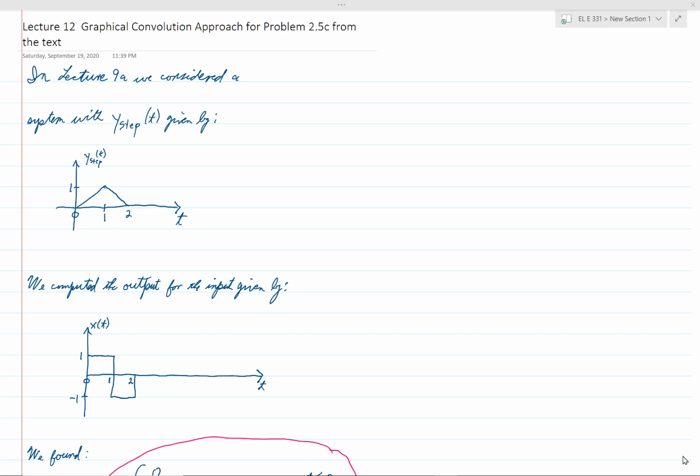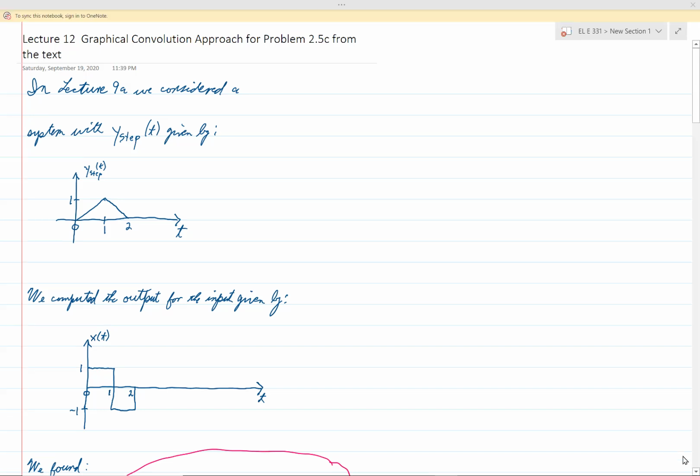In today's lecture, we will look at really just one problem, but it is a complicated problem. So that's why we're devoting this entire lecture to just this one problem. Now what we want to do today is to look at problem 2.5c from your textbook, but we want to solve that using the graphical convolution approach.